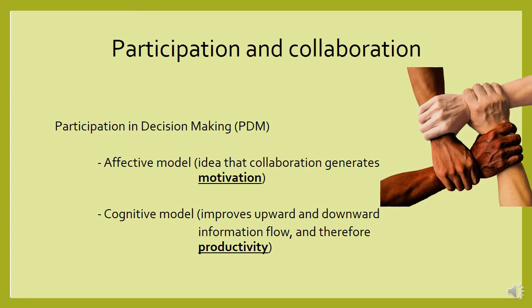Well, this cognitive model actually looks at the benefits of the information flow, but when it says up and down, it's really up and down a chain. It's not thinking about the hierarchy so much as probably up and down a kind of linear scale, if you like. And therefore we can think about productivity being generated through shared thinking and the positives of that.